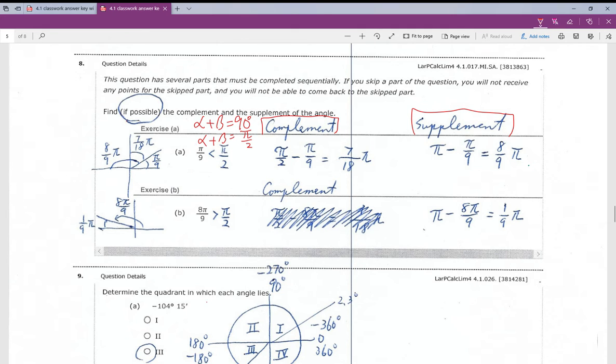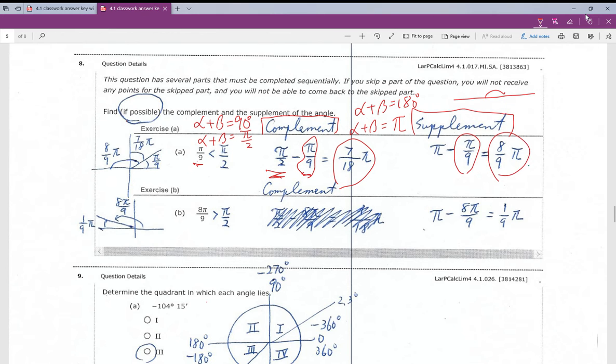And the supplement angle, two angles added together equal 180 degrees, which forms a straight line. And right now we want to say it is pi radians. So how do you find the complement angle? You use pi over 2, take away pi over 9 here. So which two angles? These two angles added together equal pi over 2, and these two angles added together equal pi.